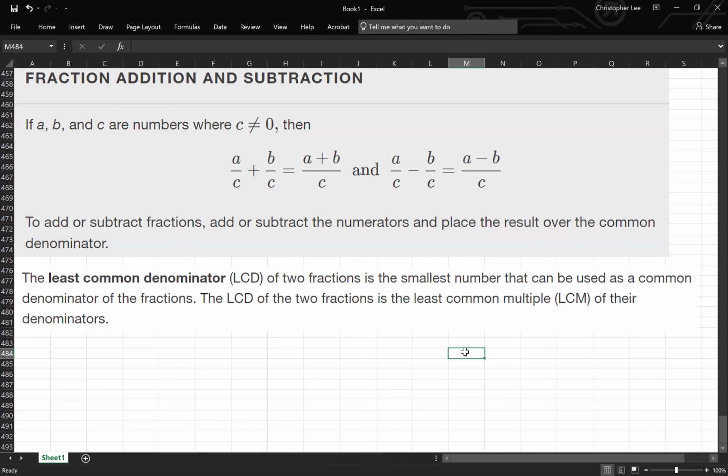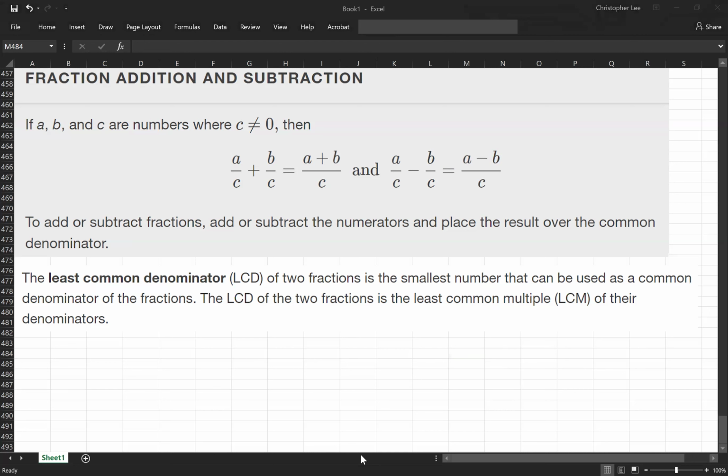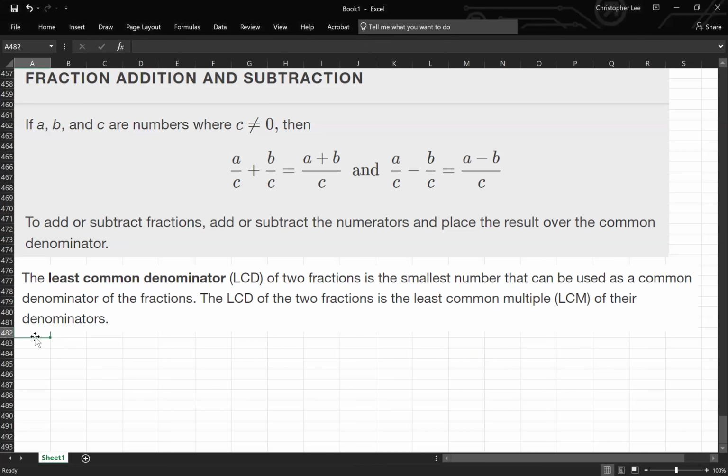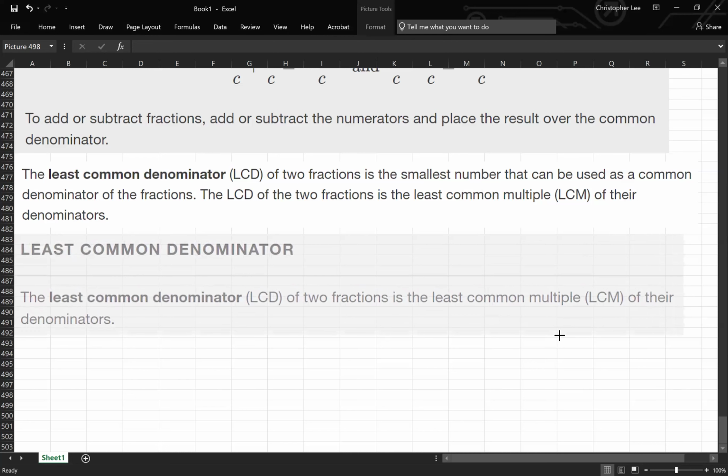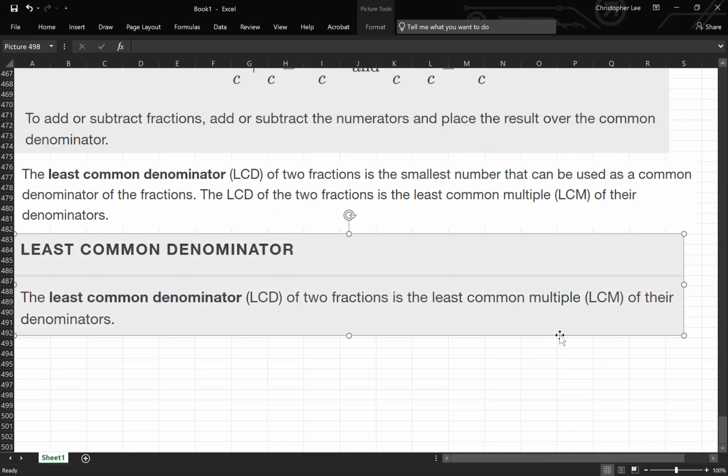The least common denominator, LCD, of two fractions is the smallest number that can be used as a common denominator of the fractions. So the LCD of the two fractions is the least common multiple of their denominators, right? Just letting y'all know that.